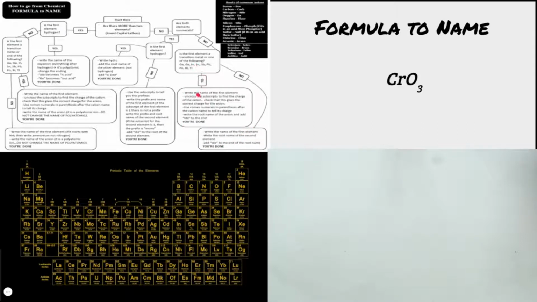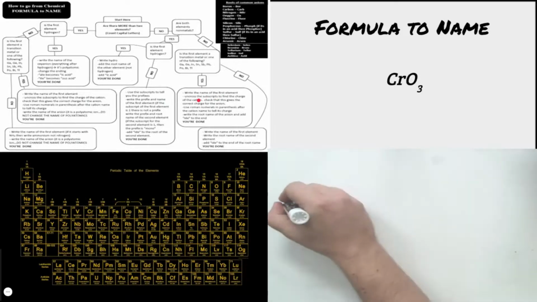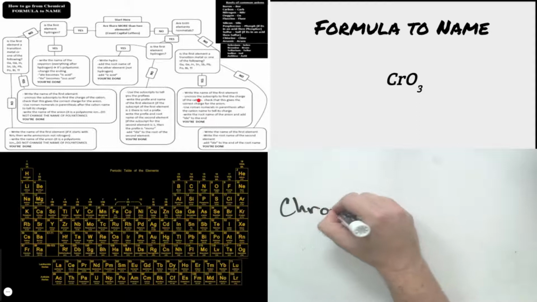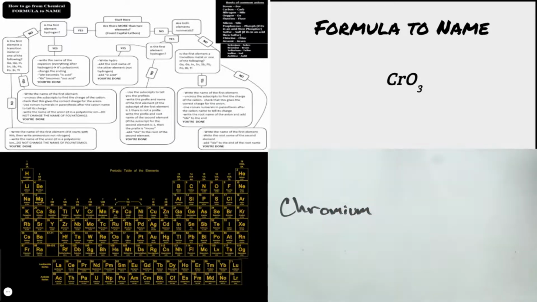So what does that mean? It means I'm going to write the name of the first element. So I'm going to write chromium. All right. So I wrote the name of the first element. Now I'm going to uncross the subscripts to find the charge. So let's look at this.